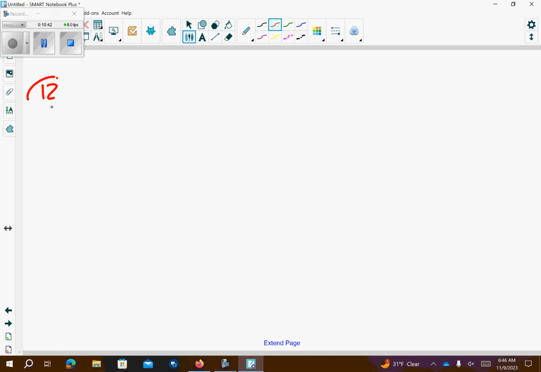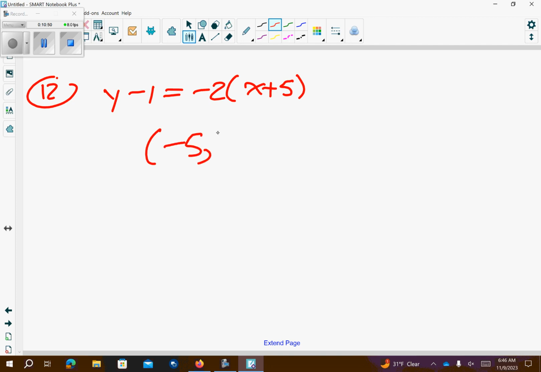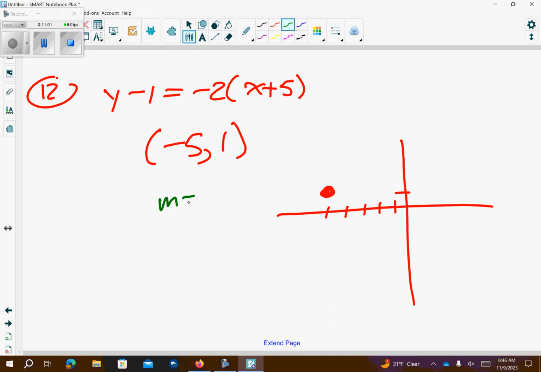Number 12, y minus 1 equals -2 (x plus 5). So our point is going to be -5, positive 1. Remember, always opposite values when you have the parentheses. So -5, up 1 is right here. And our slope is -2/1. So I'm going to go down 2, right 1. It goes down because it's negative.